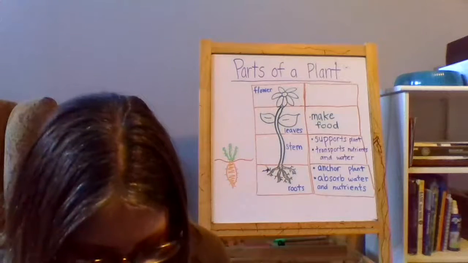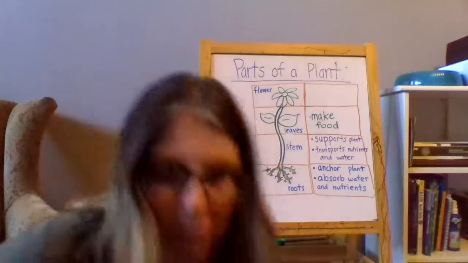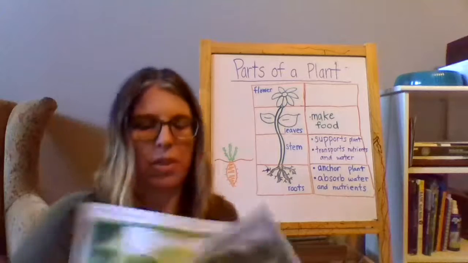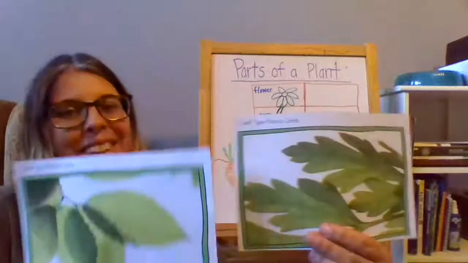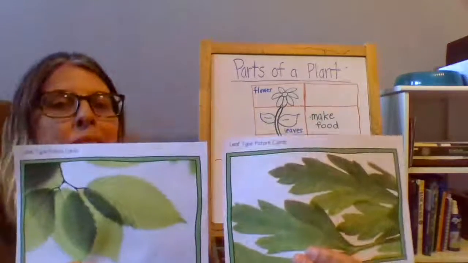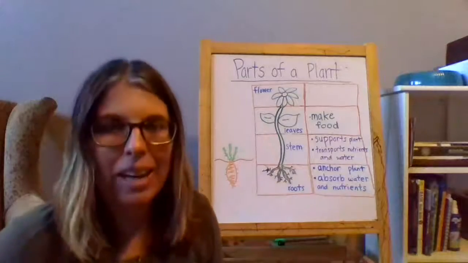And we'll do smooth and toothed. It's hard for me to say that. So point to the toothed leaf. And point to the smooth. Great. Okay, so I think you've got those categories down.